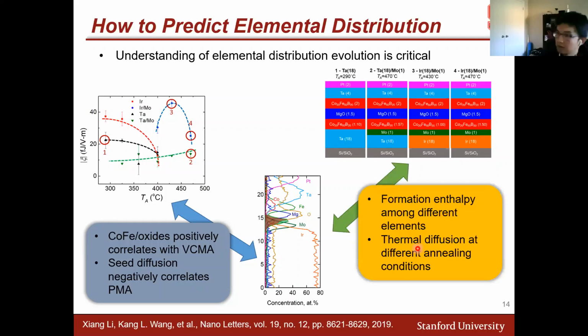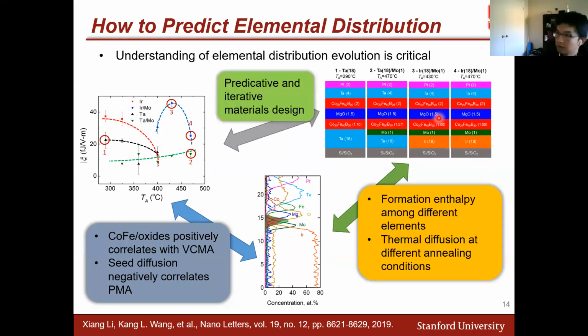With this, we can close the loop. We can go from the stack design to the device properties, and then we can do a predictive and iterative design process, right? In this case, hopefully we can use this loop to expedite materials research and development.